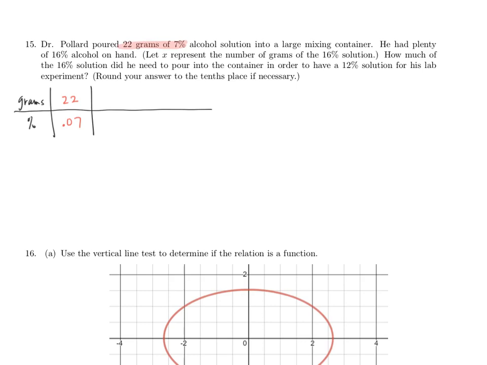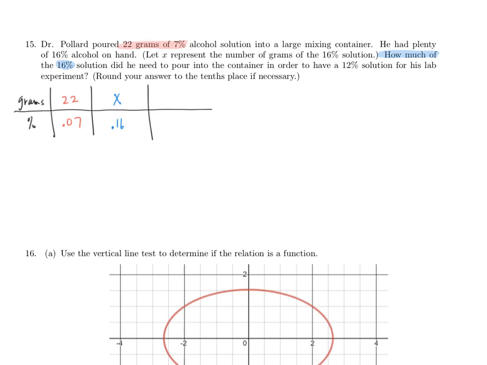Okay, so he's mixing that with an amount of 16% solution, because it says how much of the 16% solution did he need to pour into the container in order to have a 12% solution. So he's mixing this with the 16% solution. And it says how much, meaning we don't know how many grams he used, so we can say he used X grams of a 16% solution. So as a decimal, that's 0.16.